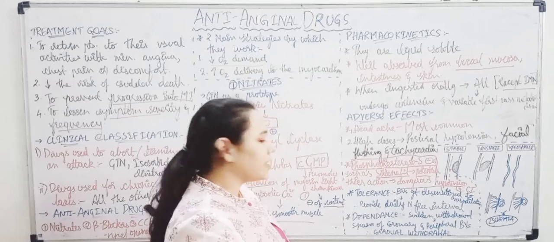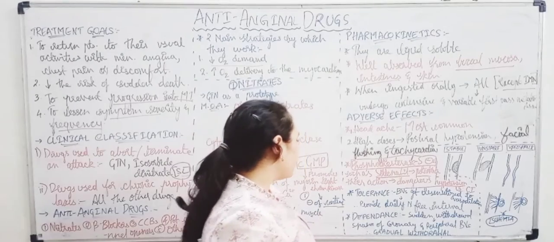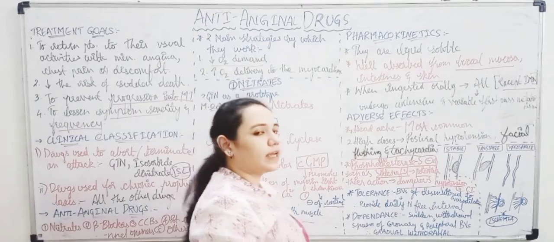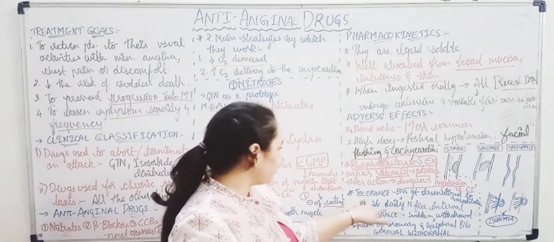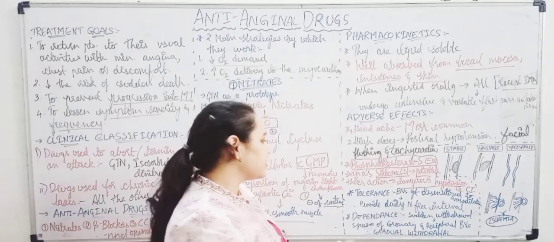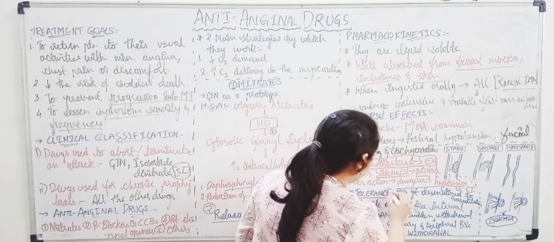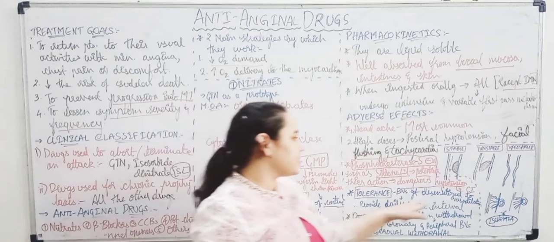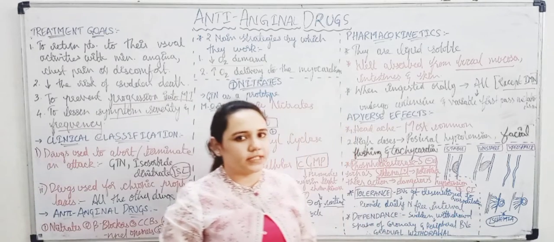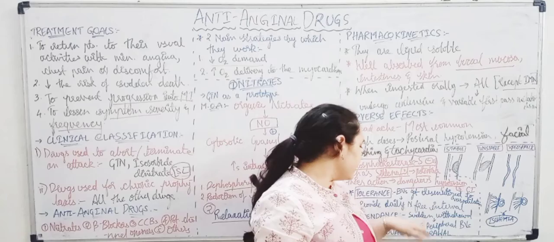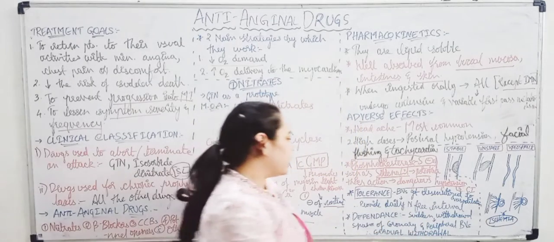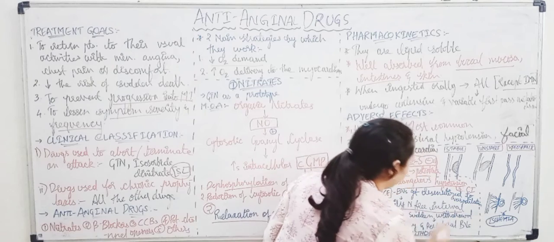So coming to the other effects of nitrates, we can see tolerance and dependence in patients who are taking these drugs. So coming to tolerance, when patients are taking these nitrates for considerable amount of time, the blood vessels get desensitized to their vasodilation action. So to avoid this, what should be done? The patient should be provided with a daily nitrate free interval.